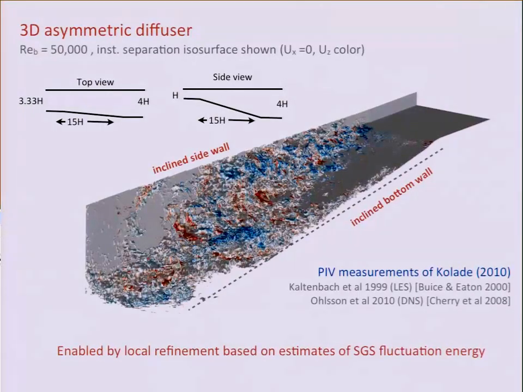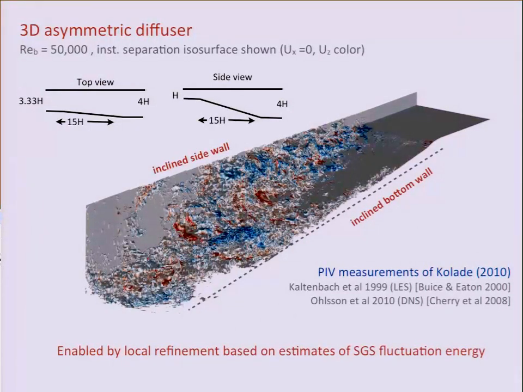So the first case that I mentioned before is this 3D asymmetric diffuser. This diffuser has an inclined bottom wall, which you see here, if you look at it from the side. And one of the side walls is slightly inclined, so that's this side wall. The reason that this particular geometry is chosen is that there is a companion experiment done at Stanford where there are measurements of this particular geometry.